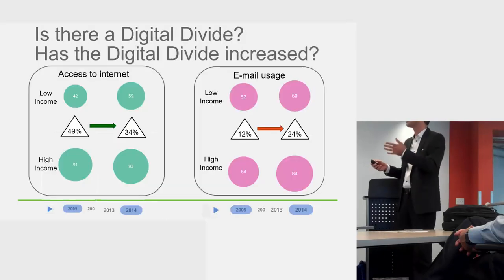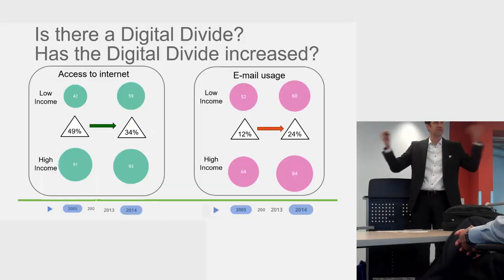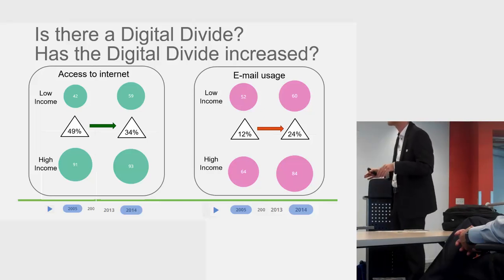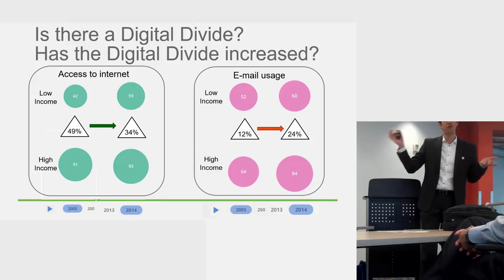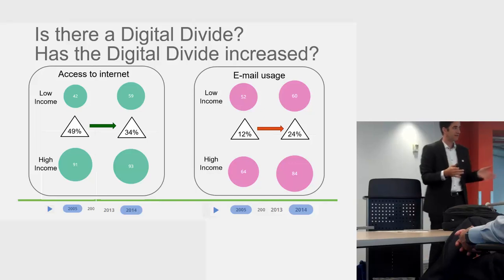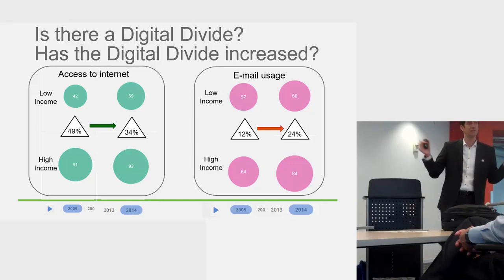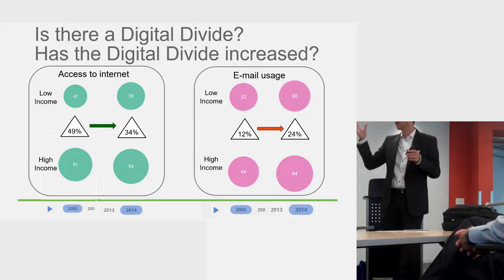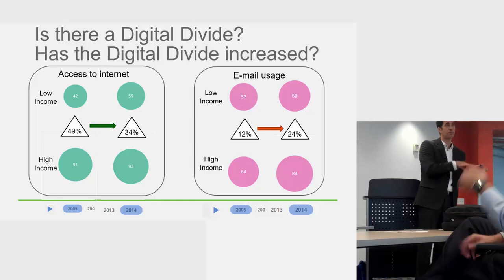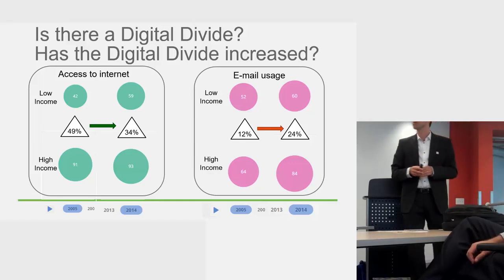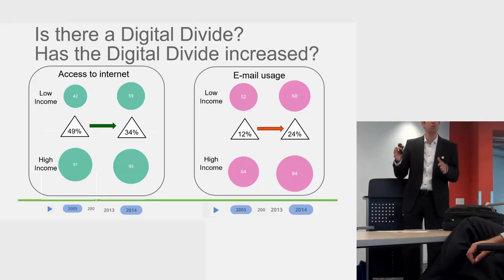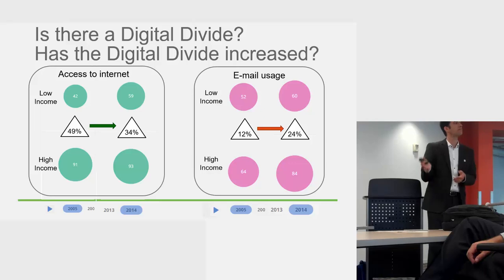So you're probably asking yourself, what were the answers to the questions we asked? Is there a digital divide, and has the digital divide increased? The first answer to the first question is a capital yes. There is a digital divide, and it is quite significant among the populations that I've just shown, mainly in our Arab population and ultra-Orthodox religious population.